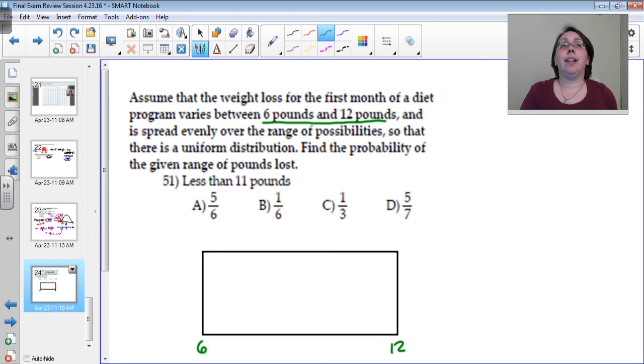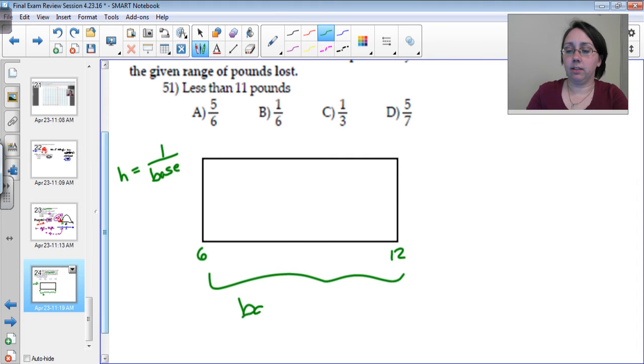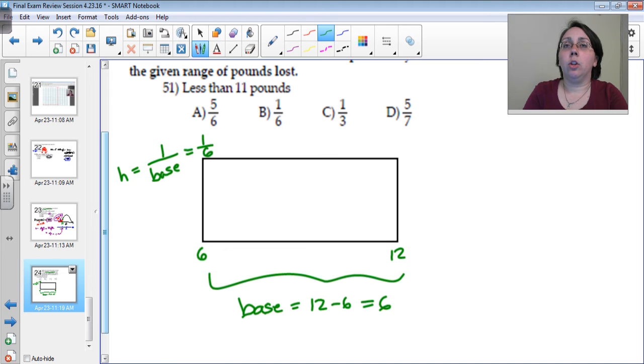Now, how do you find the last dimension? Would you do 1 divided by 12 minus 6, which is the base? Very good. The height is 1 over the base, and the base here, just subtract. 12 minus 6 is 6, so our height is 1 over 6. Can we just leave that as a fraction? Look at your answer choices. Your answer choices are all in fractions, so you probably want to leave it as a fraction.